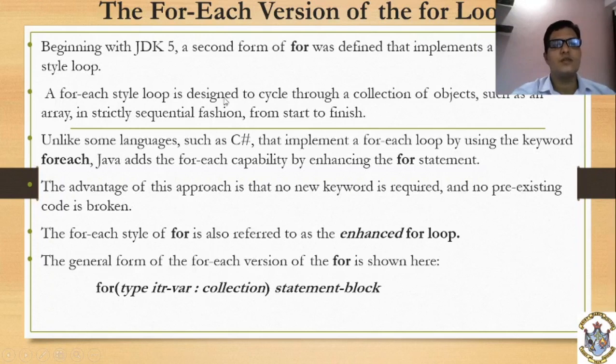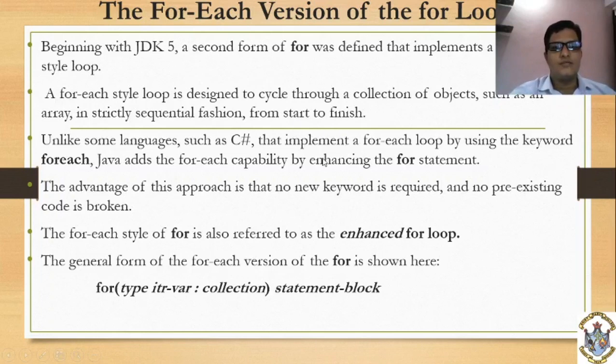The for each loop is designed to cycle through a collection of objects. By using this, it will repeat through the collection of objects, such as an array. How long will it continue? Till the last value present in the array. It strictly follows a sequential fashion from start to finish. It doesn't jump; it will continue from start to finish.